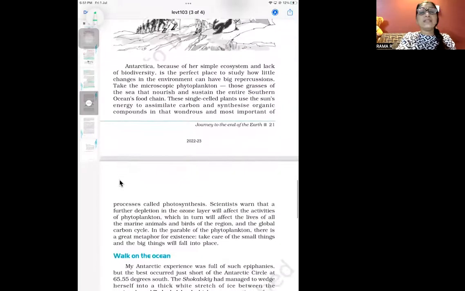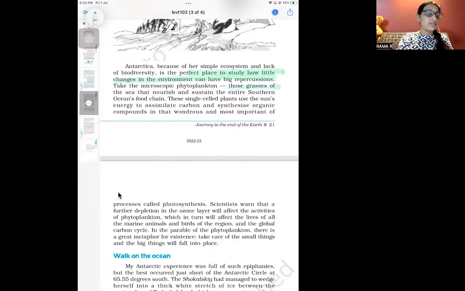Antarctica, because of its simple ecosystem and lack of biodiversity, has been personified as a human. मतलब you have the ecosystem but you don't have a biodiversity. Humans are not there. As I said, some of the countries like France, Germany, they are having their scientific bases over there, but not more. It is a perfect place to study how little changes in the environment can have big repercussions. यही मैंने आपको बताया था कि this had come in the paper. कि what does it mean to say? Explain with the example of phytoplankton.